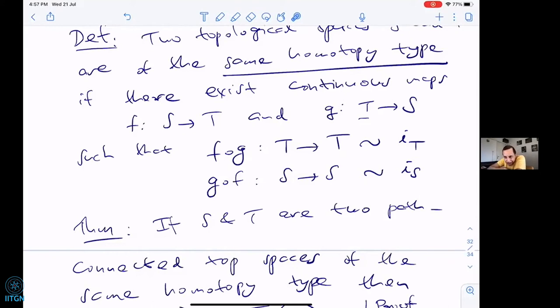Anyway, does product of sets mean in product topology? No. Product of sets is a very, very general concept. Product of sets is a set which consists of elements, each of which is a pair of elements, one from this set and one from that set. Okay.